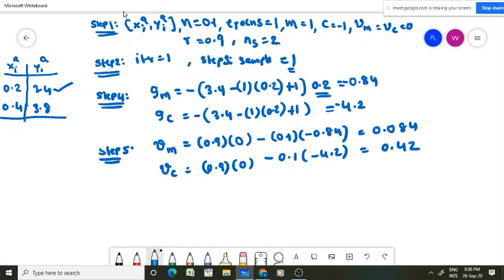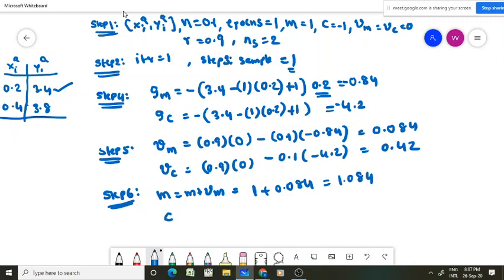Now, next step 6. In step 6, we need to update our model parameters. That is m equal to m plus Vm. What is the m value? The initial value of m is 1, plus Vm equal to 0.084. That's equal to 1.084. Similarly, c equal to c plus Vc. What is the value of c? That is minus 1 plus Vc value, 0.42. Then it will be minus 0.58.